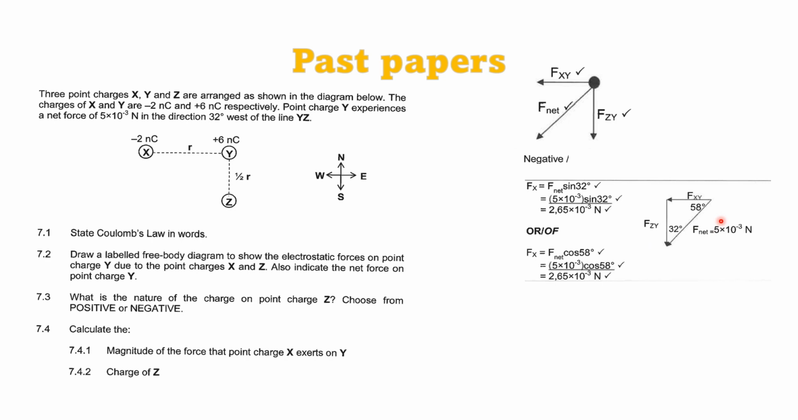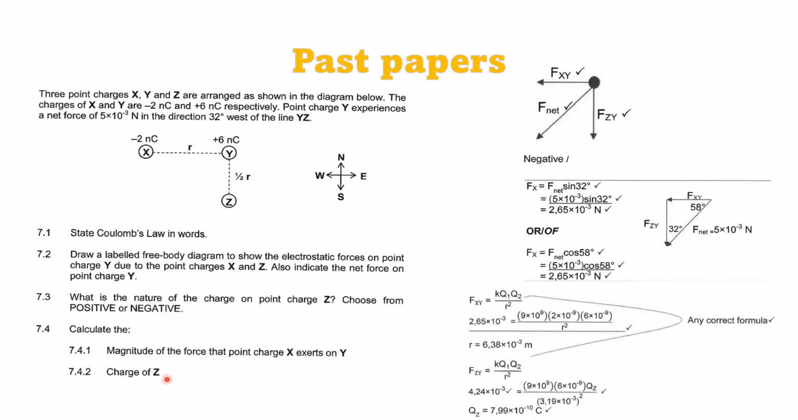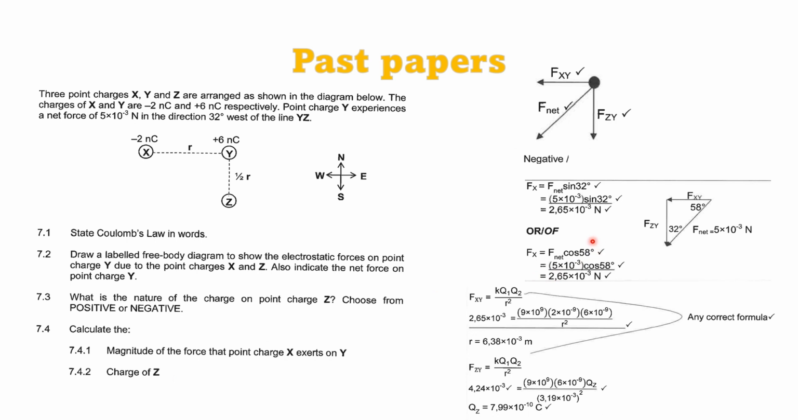Now once your triangle is solved, it becomes pretty simple from here. You sub everything into this formula and you should come up with the answer of 2,65 times 10 to the negative 3. Charge of Z. Now you already have your charge here. You have your F, which you sub as 2,65 and you sub everything in, which would give you the charge on Z.